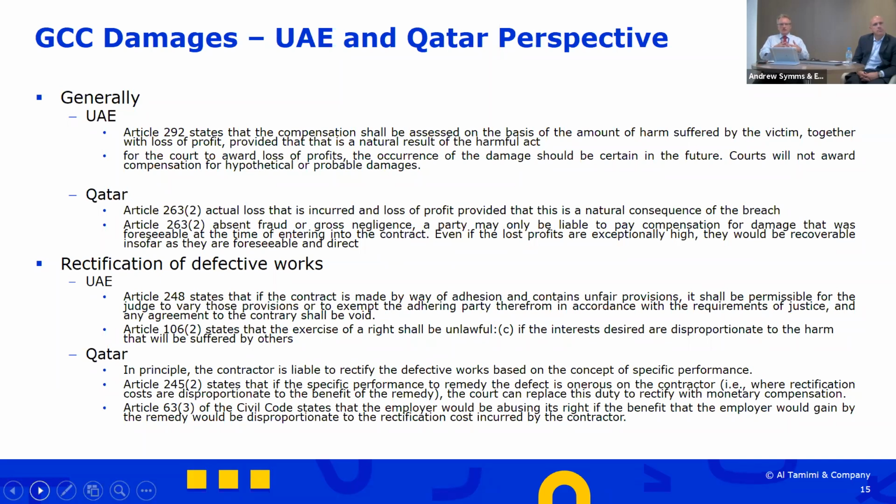So irrespective of what you might have put in your contract, the GCC civil codes give an express entitlement to a very broad range of damages.